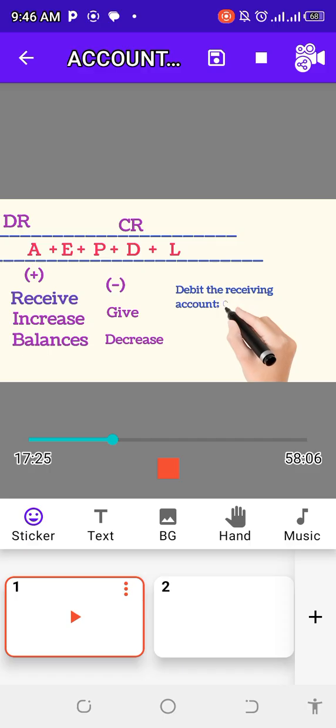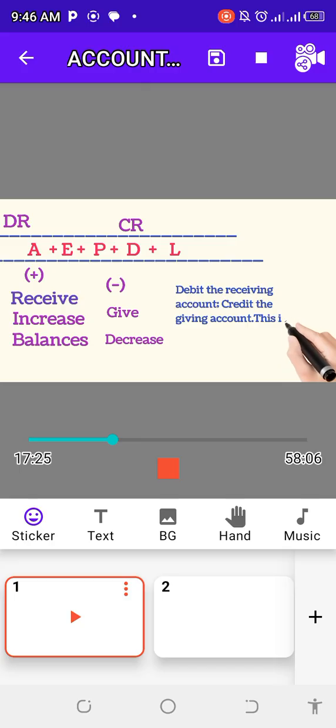So, the first golden rule says debit the receiving account, credit the giving account. This is what? The first golden rule. That means when asset increases, it increases at the debit side. When expenditure increases, it increases at the debit side. Purchases increase is at the debit side. Drawing increase is at the debit side. And loss items, when they increase, it is at the debit side.